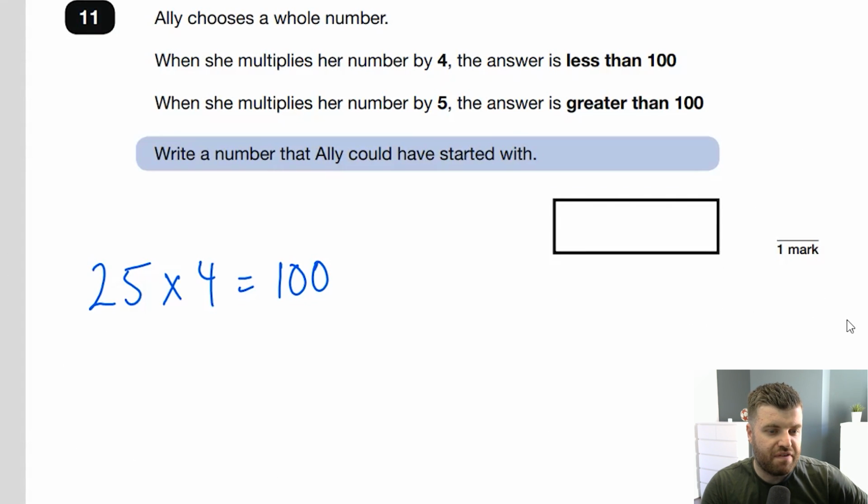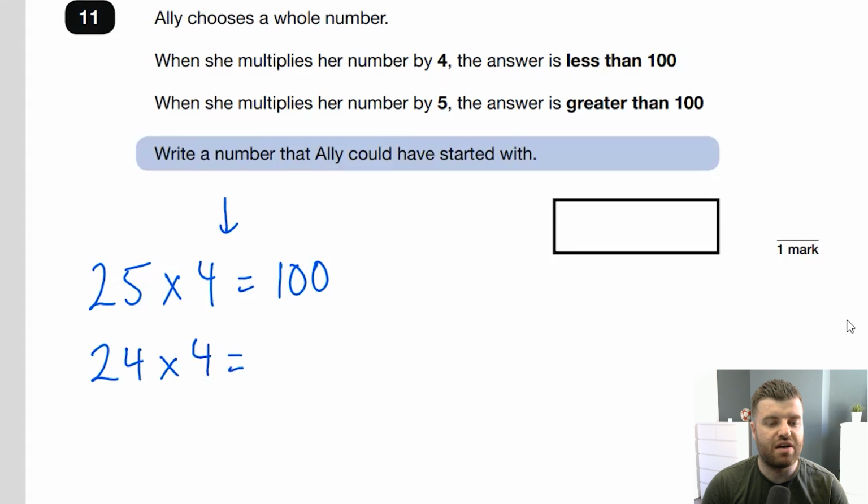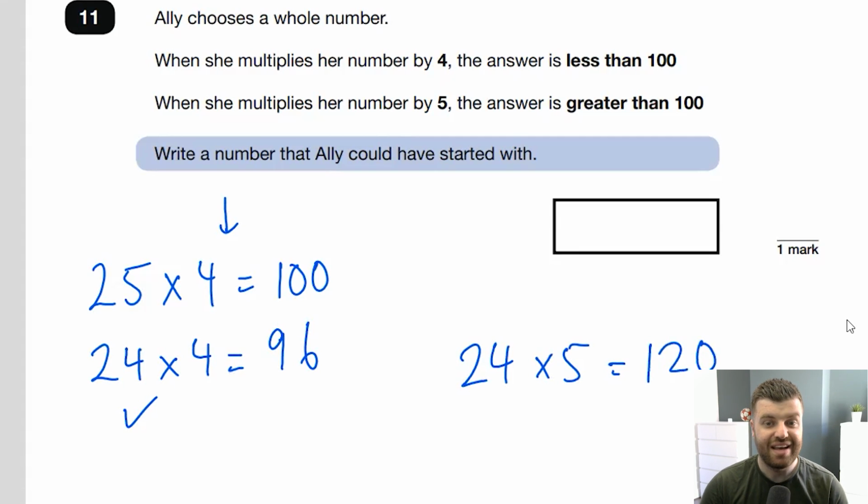When she multiplies her number by 4, which I've done here, the answer is less than 100. No, this is exactly 100. So let's knock the number down by 1. 24 times 4, that's going to get us to 96. When she multiplies a number by 4, it's less than 100. 24 works. When she multiplies a number by 5, the answer is greater than 100. Well, 24 times 5 is 120. Is that greater than 100? Yes, it is. If I'd have just rushed in and put 25 because I saw 100, I'd get that question wrong. Be sure to read the question carefully, use trial and improvement. Didn't take as long. The answer could be 24.